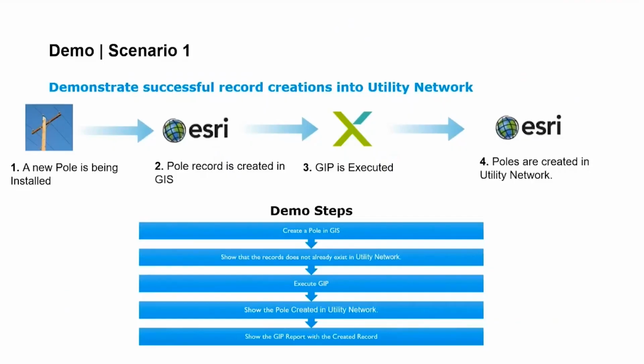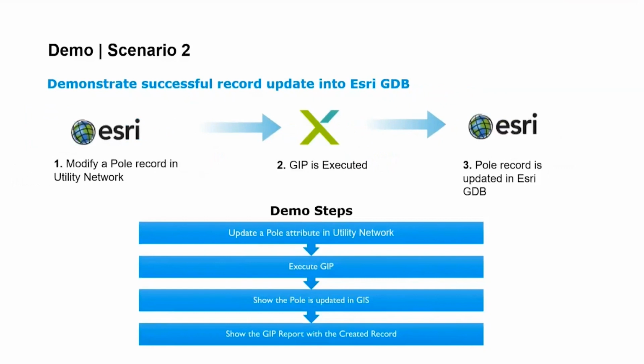This is the section where I go through a demonstration. I plan to show a data flow from Geonexus Integration Platform between the geometric network and the utility network. The first scenario I'll be walking through is creating new poles in my geometric network and having the Geonexus Integration Platform create them in the utility network. In the second scenario, I'll modify the pole record in the utility network and have the Geonexus Integration Platform apply those updates into the geometric network.